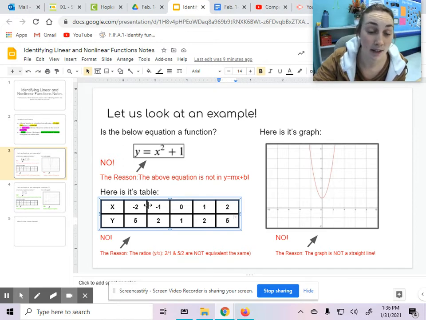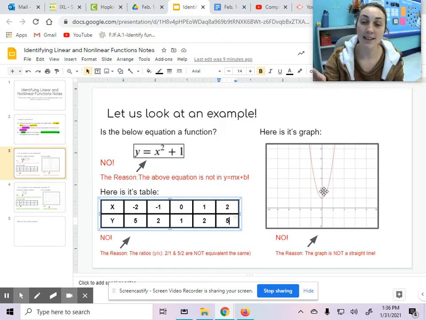And here's the example of it as a table and here as a graph. So you need to be able to look at a graph and figure out, is it linear? Look at a table, figure out if it's linear, and look at an equation and say, is that linear? So make sure you know the difference between all of those.